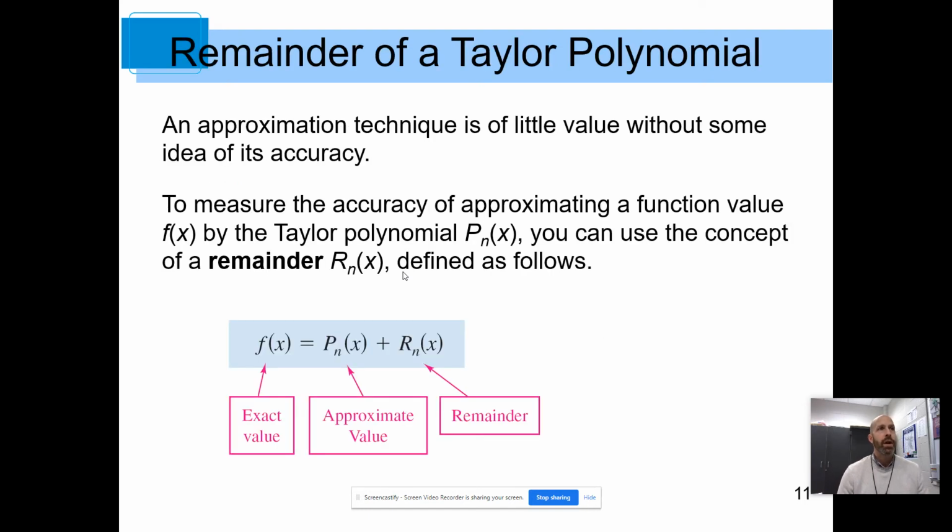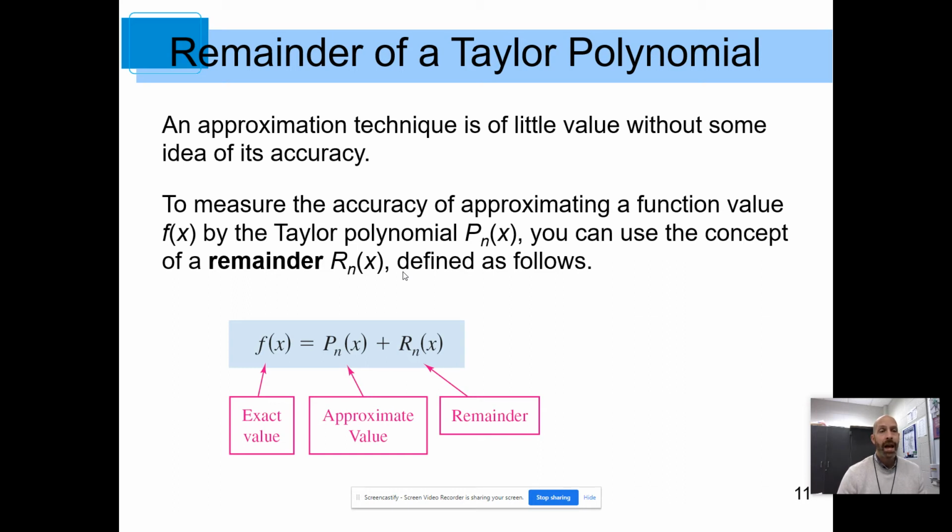All right, so let's go ahead and talk about the remainder of a Taylor polynomial. So we're to our third objective here. An approximation technique is of little use or value if we don't know how accurate it is. To measure the accuracy of an approximation of a function f of x by a Taylor polynomial or Maclaurin polynomial, you can use the concept of a remainder. We did this when we talked about the accuracy of some of our infinite sums.